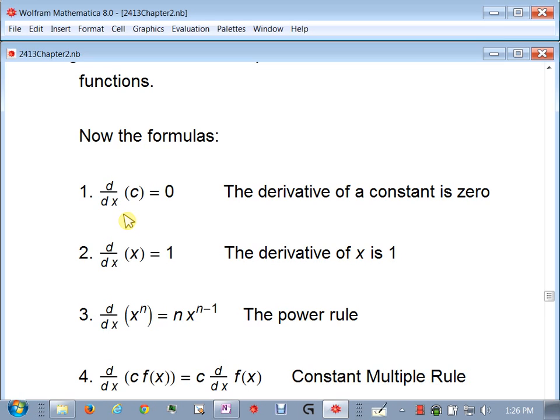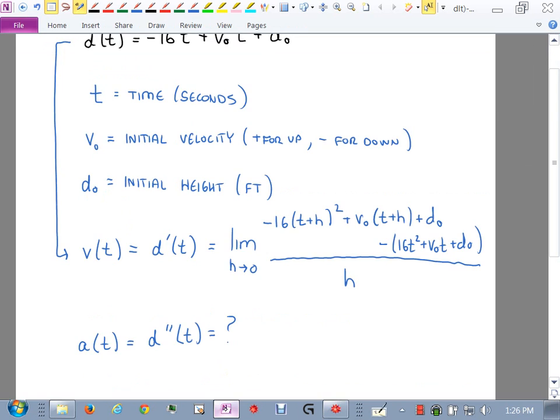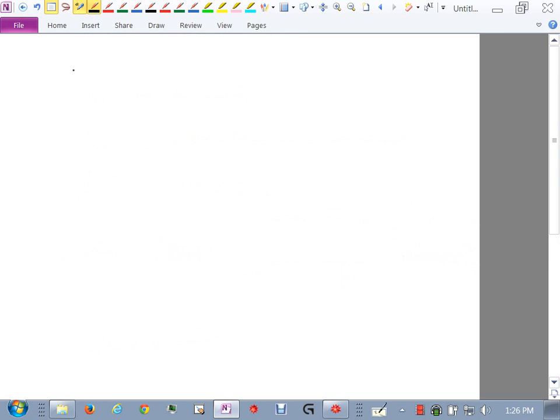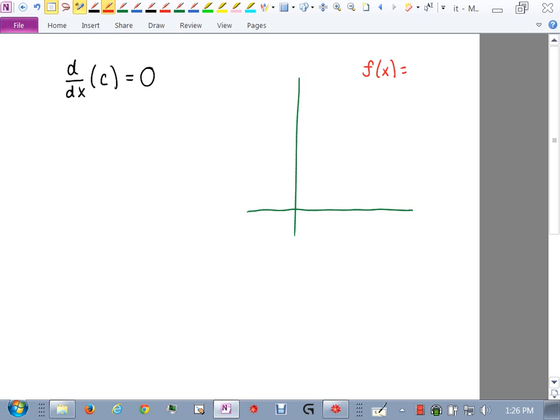So let's prove these one at a time. Does it make sense to you that the derivative of a constant c would be 0? We can just think about this geometrically. Someone give me an example of a function that is a constant function. f of x equals 2. Okay, if I plug in 2, this function looks like a flat line, doesn't it? Like this.